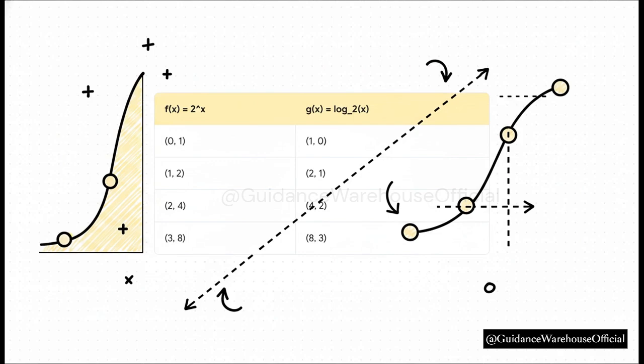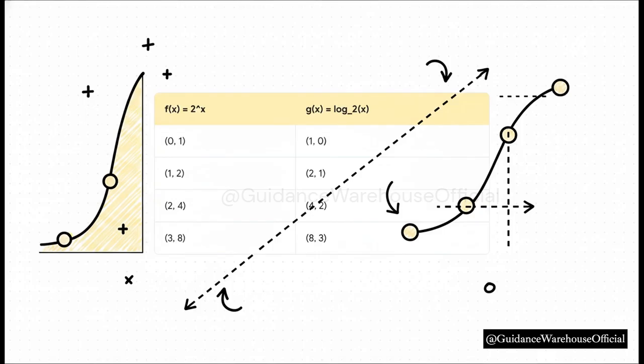On the left, we have the exponential function 2 to the power of x. Check out the points. Input 0, output 1. Input 1, output 2. Now look at the log base 2 of x over on the right. The coordinates are entirely reversed. Input 1, output 0. Input 2, output 1.